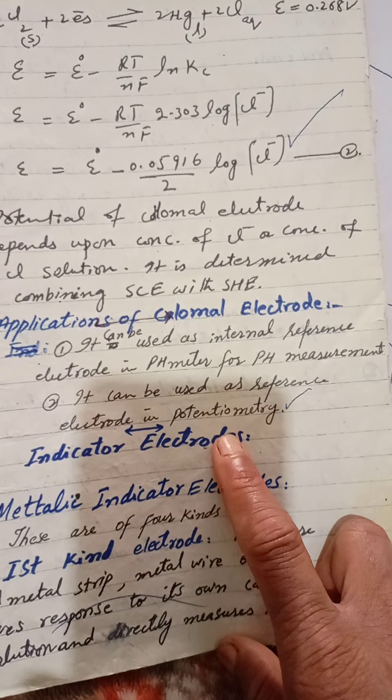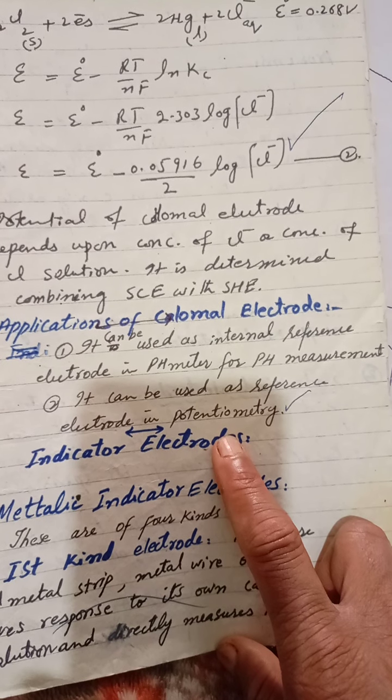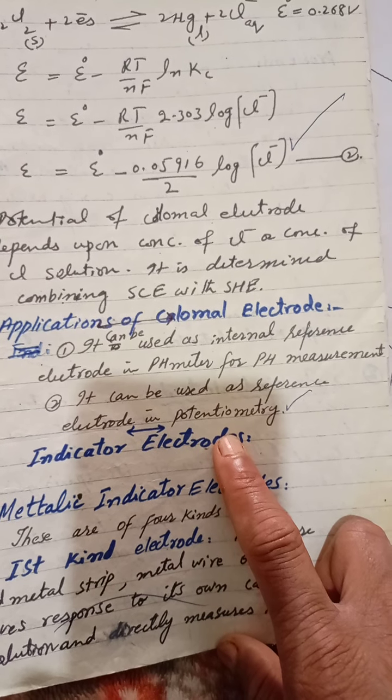It can be used as a reference electrode in a pH meter for pH measurement. It can be used as a reference electrode in potentiometry.